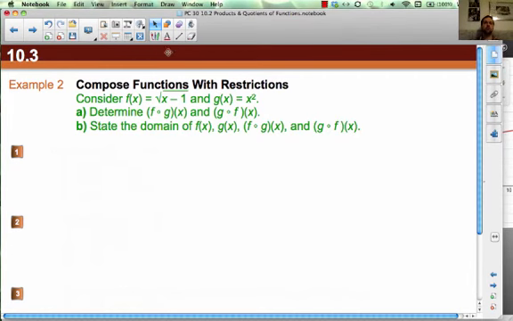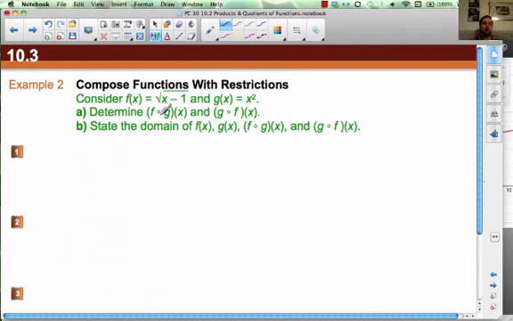Alright, now we're going to compose some functions with restrictions. This is where it gets a little bit trickier. So, we're looking at these two functions. Now, right away, it wants us to determine f of g of x and then g of f of x. And then it wants us to state the domain of all of these things.